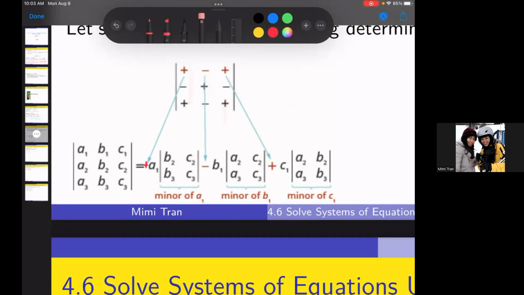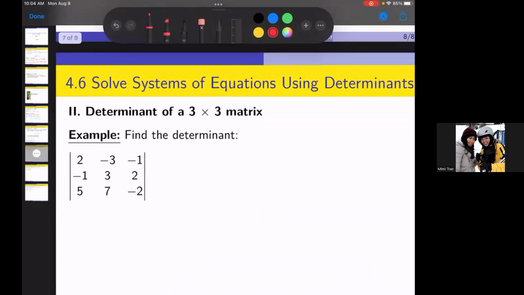All right, let me give you an example. Maybe it's better. I'm gonna pick the first row. So plus, minus, plus. Okay, so positive 2, and then I'm gonna cover that. What is my determinant here? What's in my minor here? 3, 2, 7, negative 2. And then minus what? I'm gonna do this in blue. Plus, minus, plus.